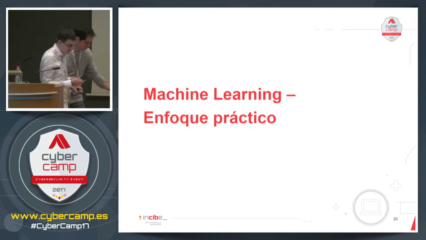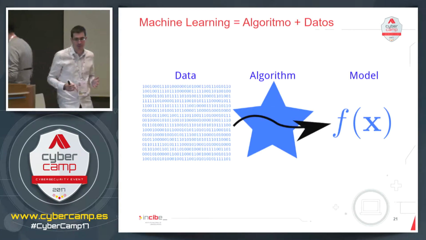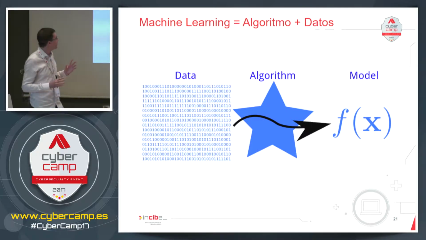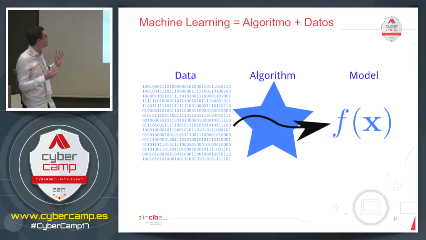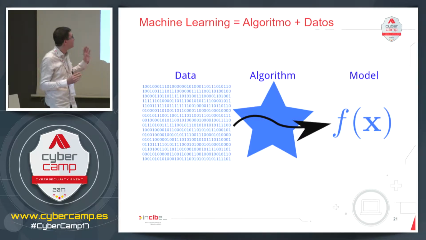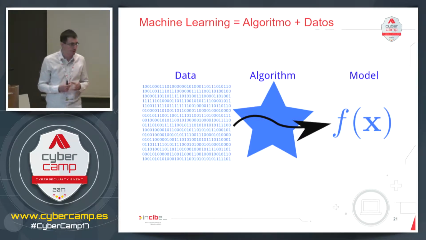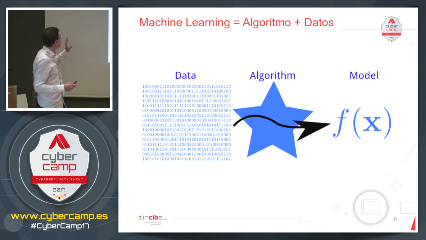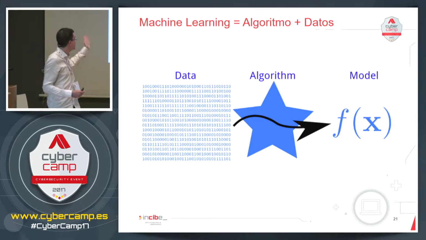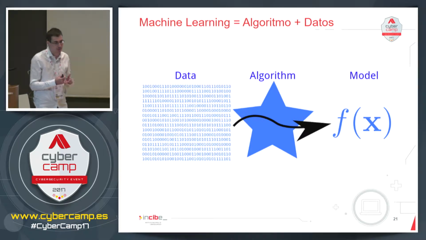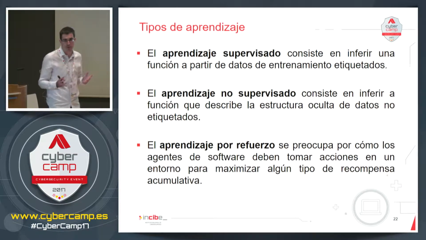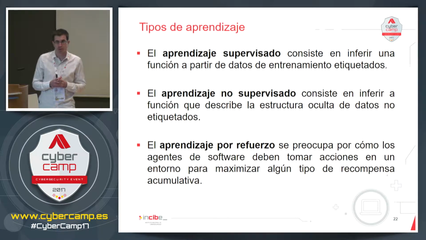Let's talk about machine learning. Machine learning is basically data and algorithms. You have some data, an algorithm is applied to the data, and we obtain a model that allows us to carry out different tasks. The data can be of any kind. Here they're represented as binary data, but they can be text, images, audio recordings, whatever we want.